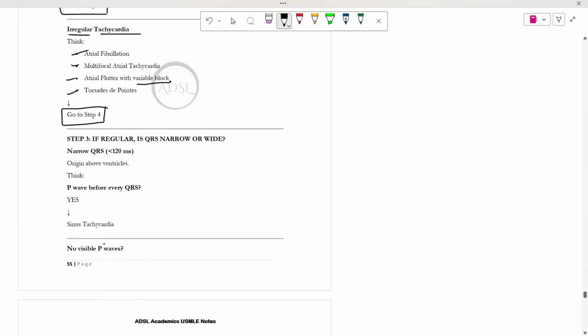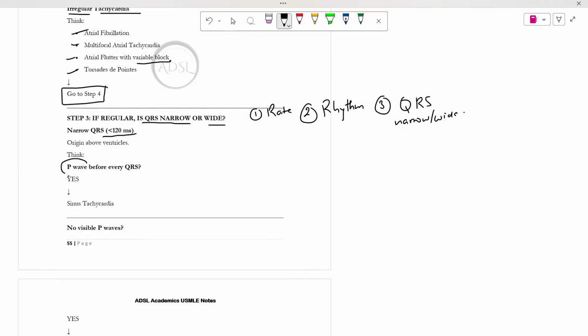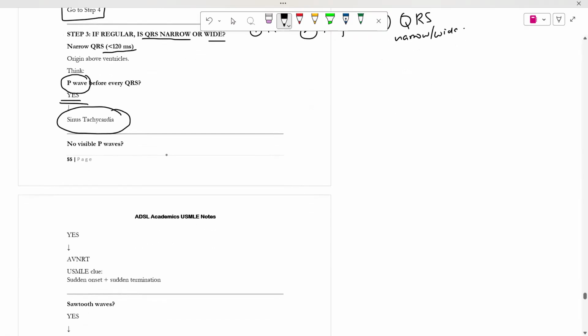So, the first question you answered, rate is tachy. Second question you answered, rhythm is regular, and that is why you have come to this third step, in which they are asking you, is the QRS narrow or wide? QRS, is it narrow or wide? So if the QRS is narrow, all right, is there a P wave before every QRS? If the answer is yes, then you are dealing with a sinus tachycardia. But you have a narrow QRS.